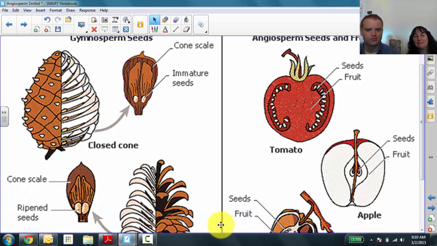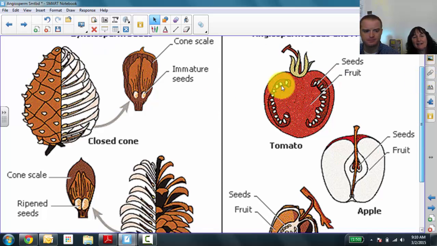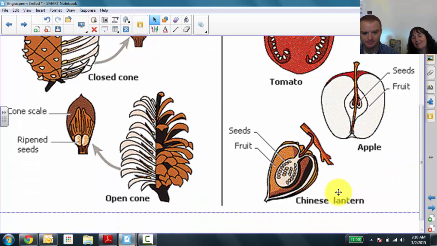And here are some examples of the seeds. The gymnosperm seeds are just those little tiny guys on the scales of the cones. With the angiosperms, you've got seeds inside a tomato and an apple, so the seeds are inside that fruit. Now, the Chinese lantern would be one of those fruits. You probably don't want to go out and eat it, but animals will eat it. That's how their seeds get spread.